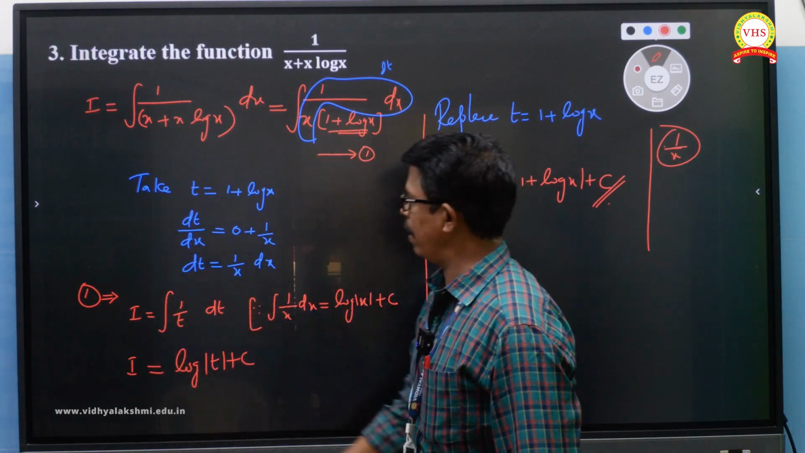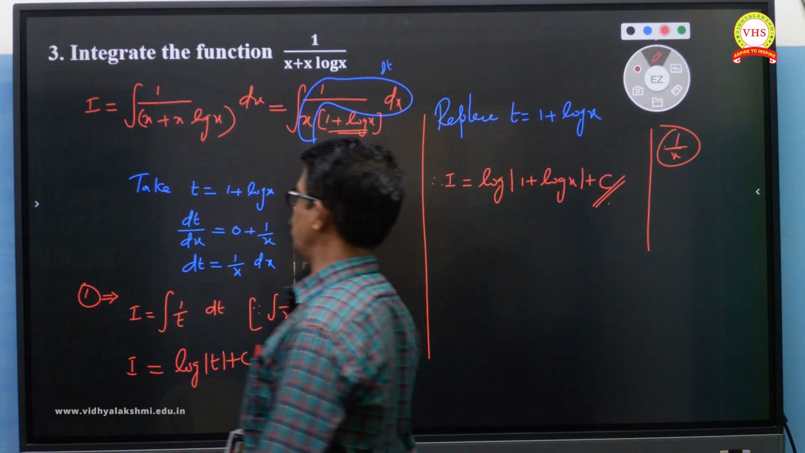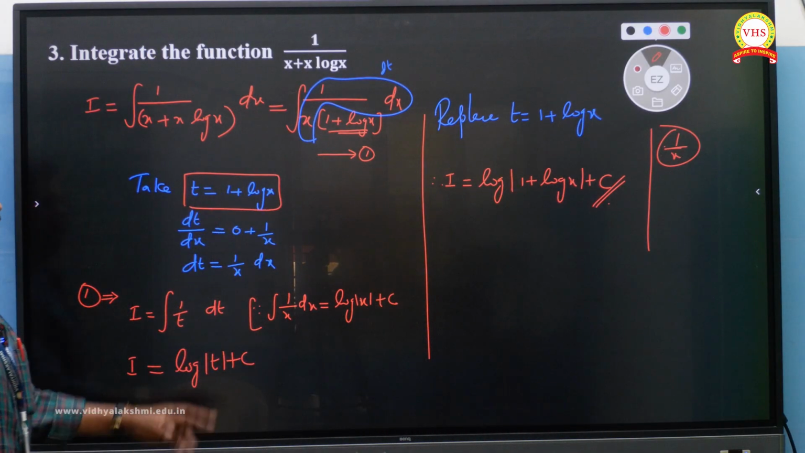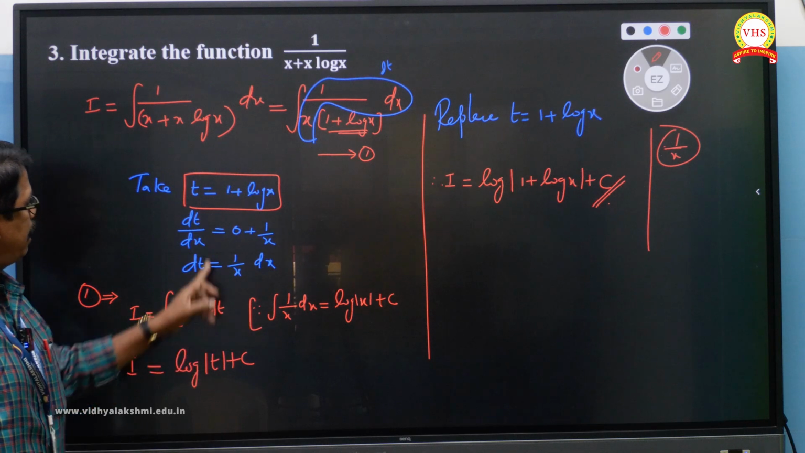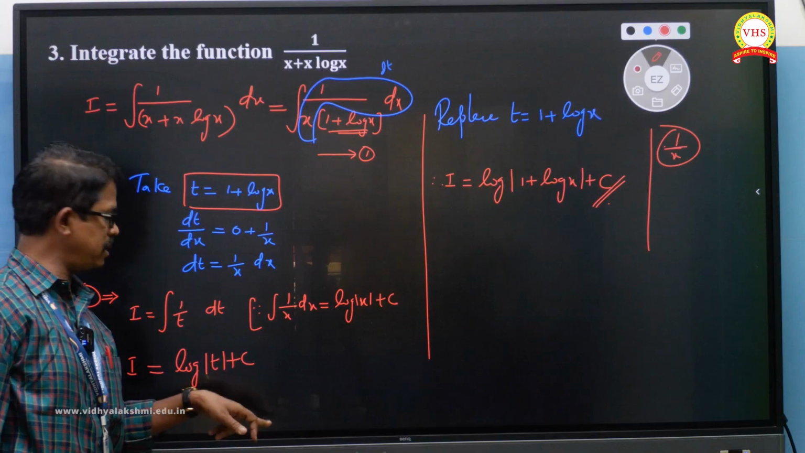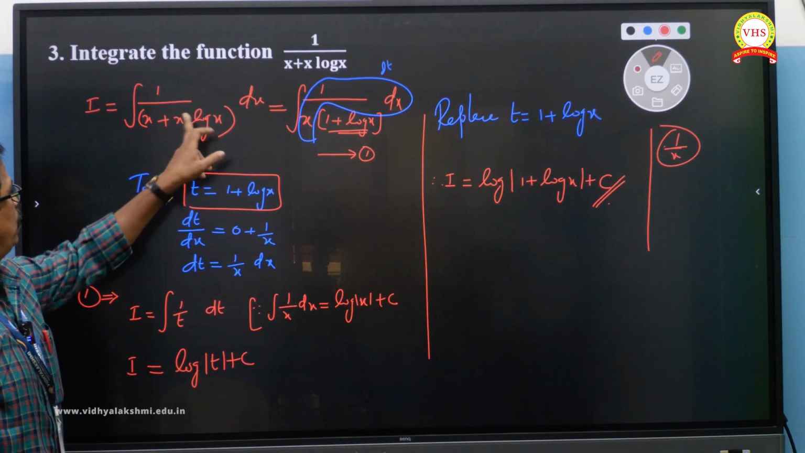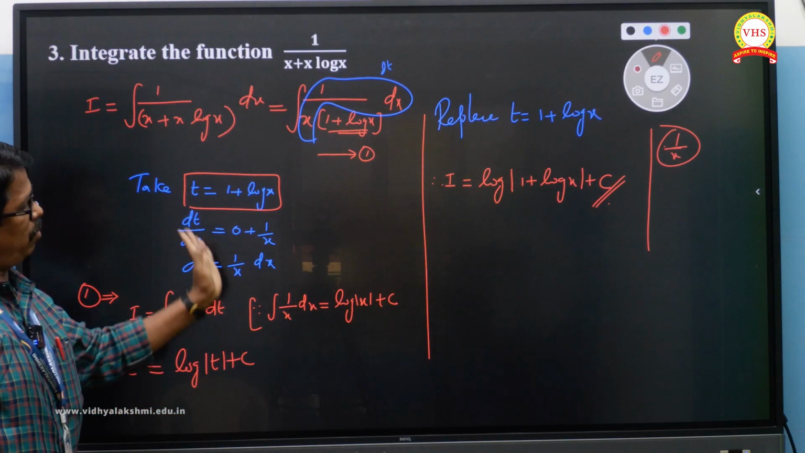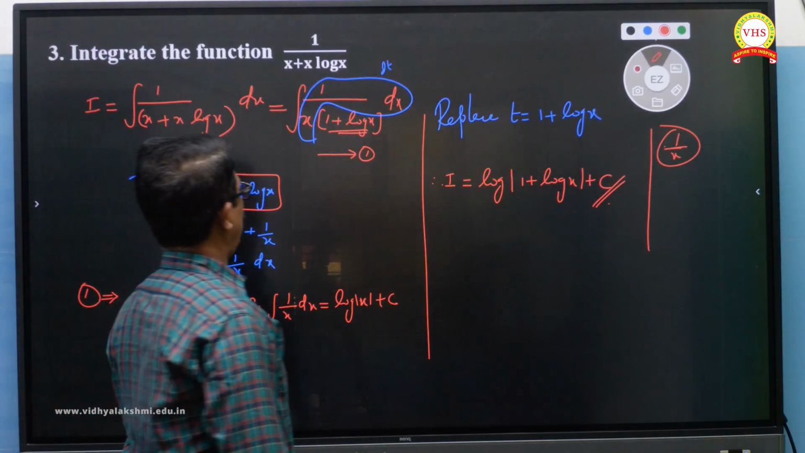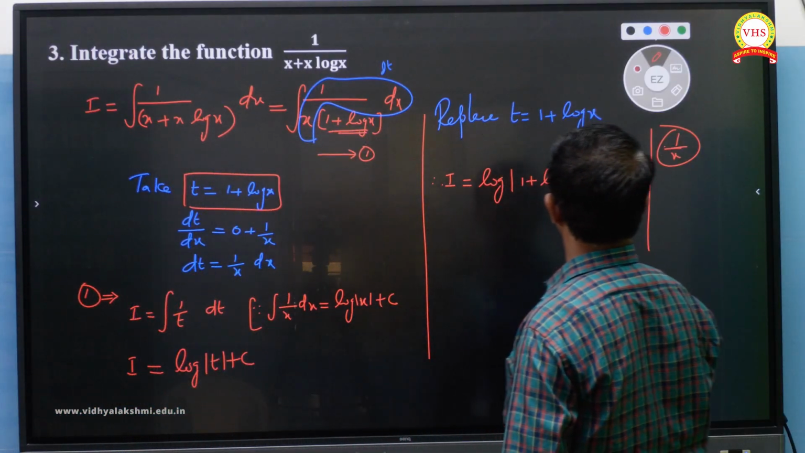We take the substitution method, with an alternate variable, and differentiate with respect to x. We get 1 by x dx as dt, replacing 1 by x dx with dt, and t as 1 plus log x. Now we are going to get the answer for the given integral. They are asking for the integral of the given function.